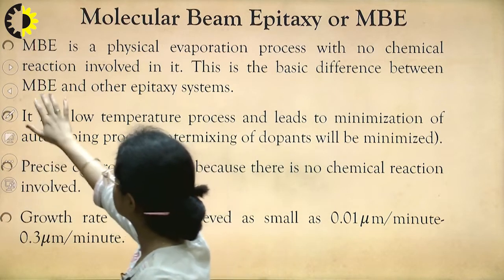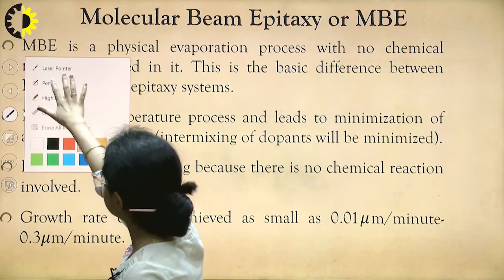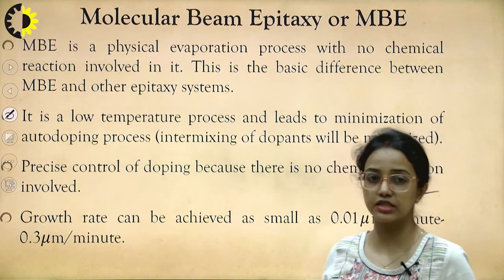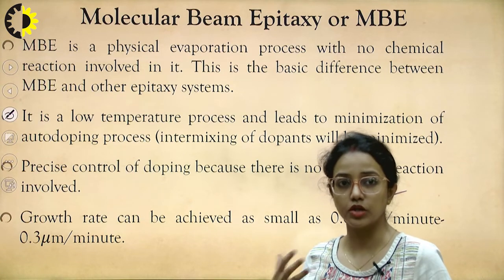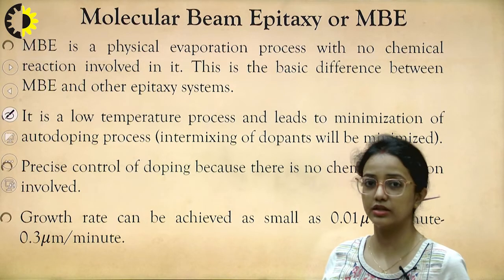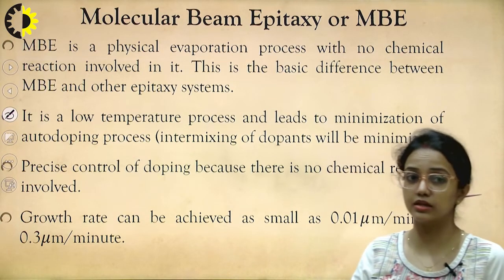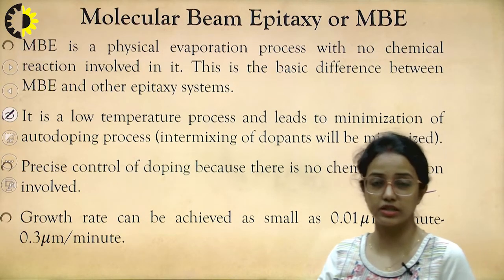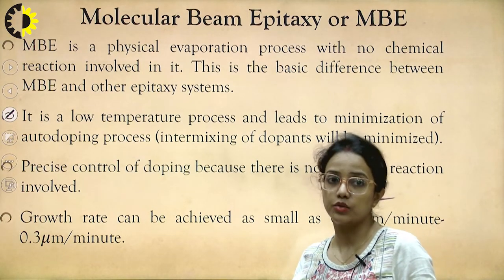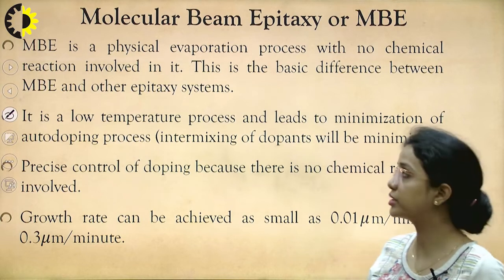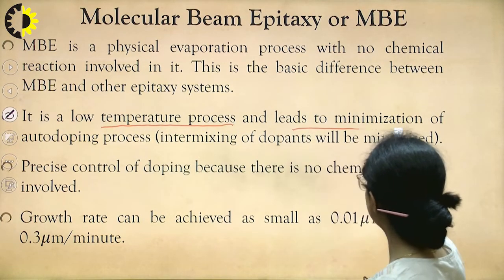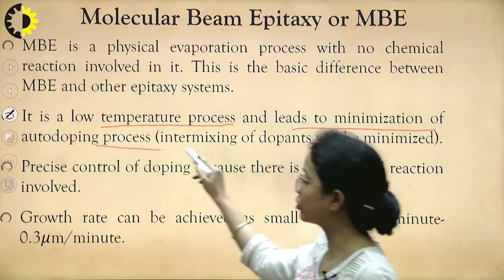So what happens in this? The basic difference between molecular beam epitaxy and other epitaxial methods is only this: the remaining processes involve chemical reactions, but in this no chemical reactions are involved. Now, it is a low temperature process and leads to minimization of the auto-doping process.